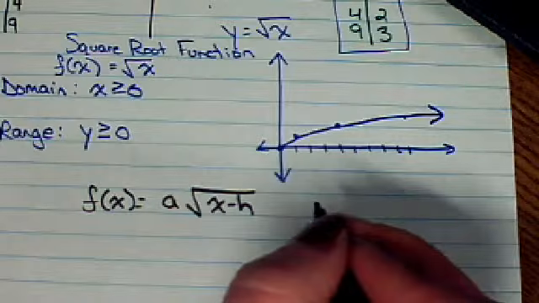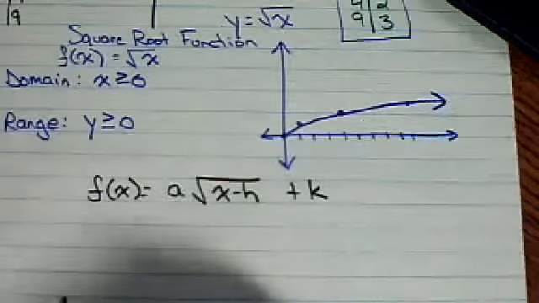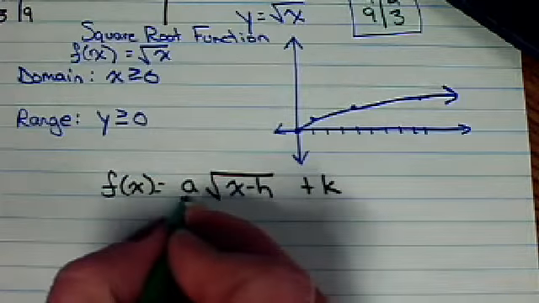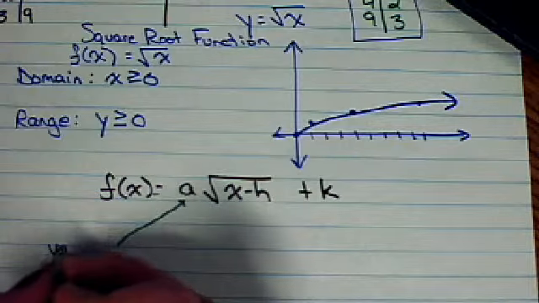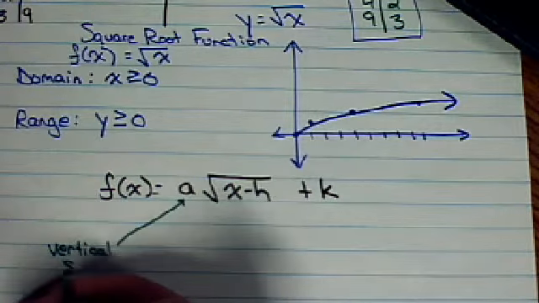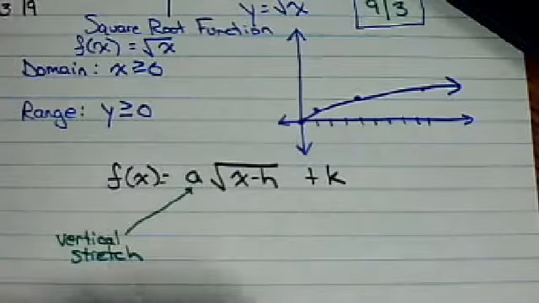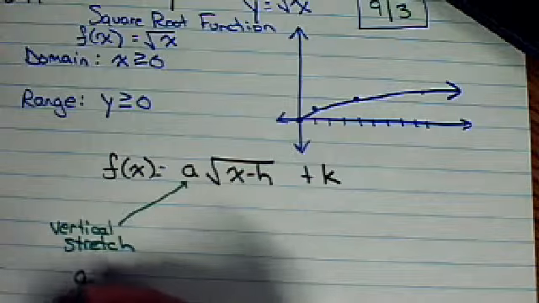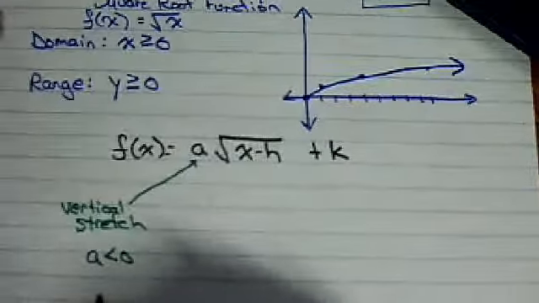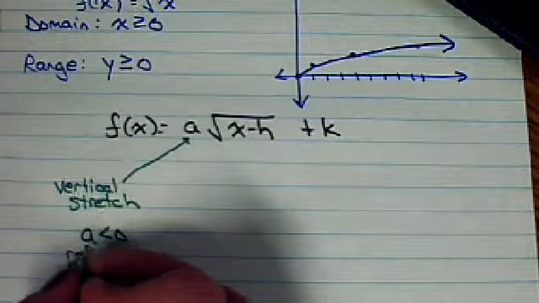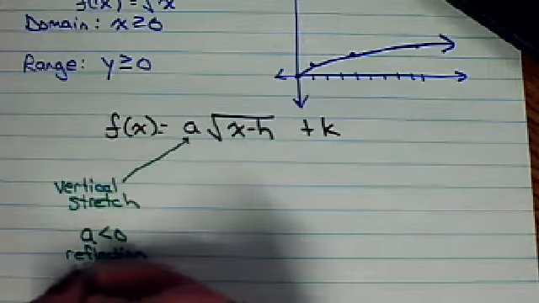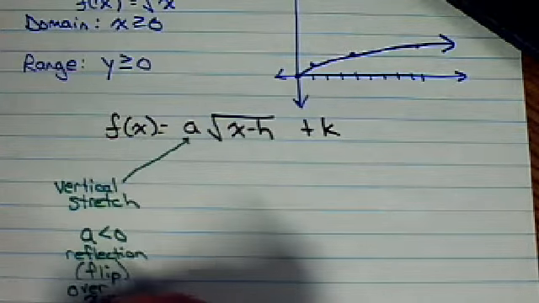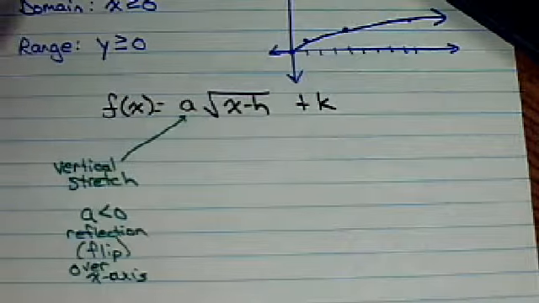We could subtract something on the inside, and we could add something to the outside area. And I want you to remember what each of these parts do. If we multiply by something, that gives us a vertical stretch. Now there's also the option that it could be something negative that we multiply by. And if you remember what happens to our graphs, if we multiply by a negative number, we get a reflection or a flip over the x-axis. And we'll do an example of that here in a second.